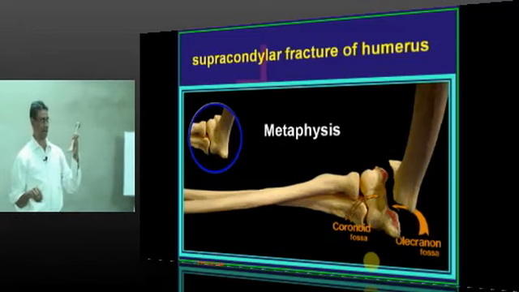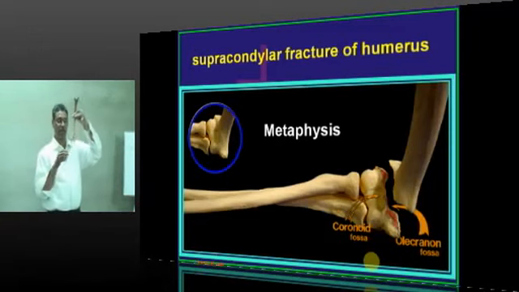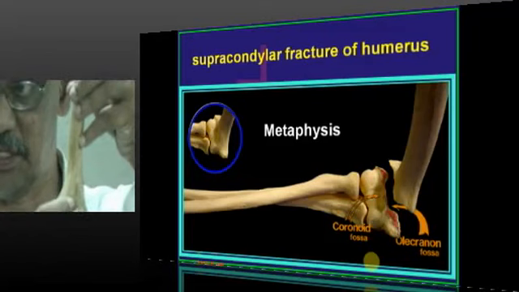Why? Because if you see the bone, humerus, this is the upper epiphysis, this is the lower epiphysis. In the case of a child, the capitulum, the trochlea, and the main bone are all in different ossification centers. So this is cartilaginous, this is cartilaginous, this is cartilaginous.